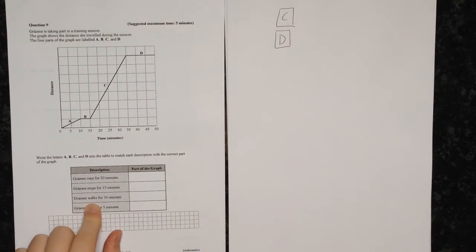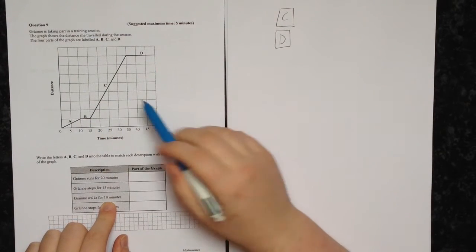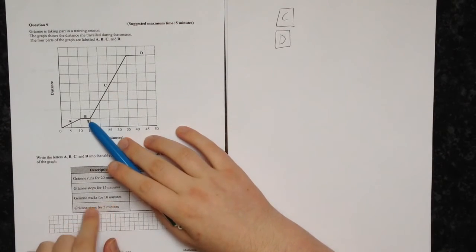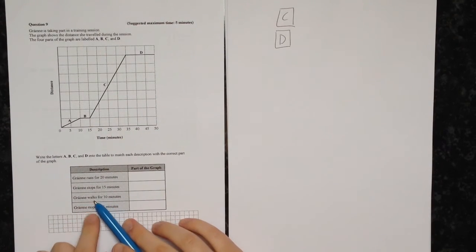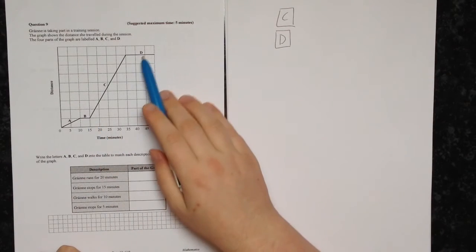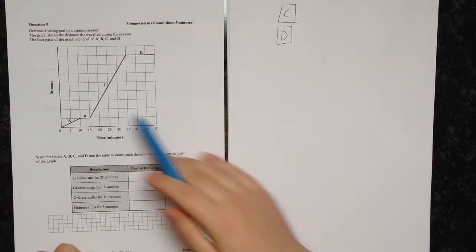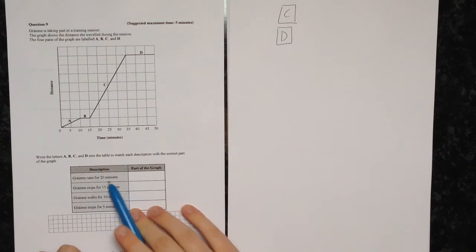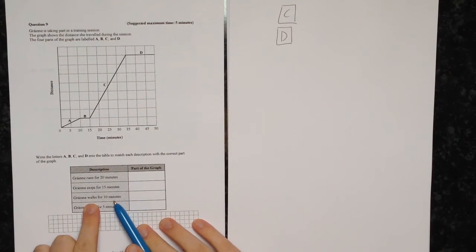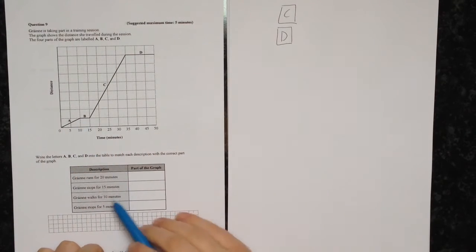Next one, it says she walks for 10 minutes. Okay, so we know it's not D or B, and we know that because she's moving. It says she's walking, so she's moving. So she can't be staying still like she is in B and D. We also know it's not C, because we've already described C as her running for 20 minutes, so she can't also be walking for 10 minutes. So that just leaves part A.